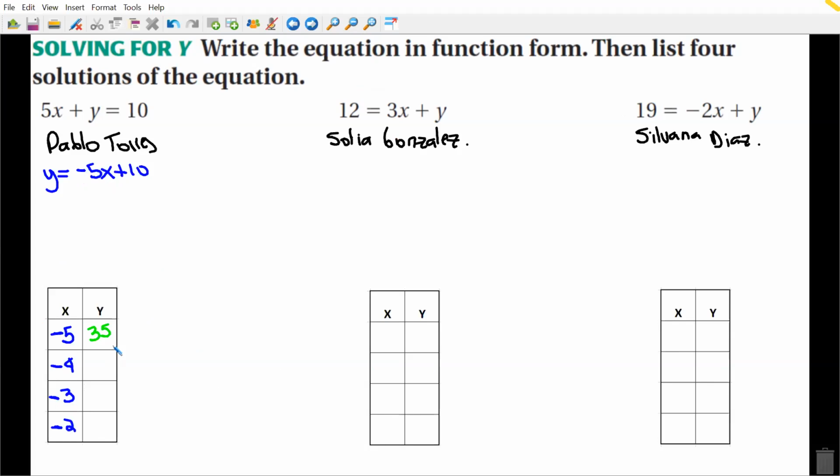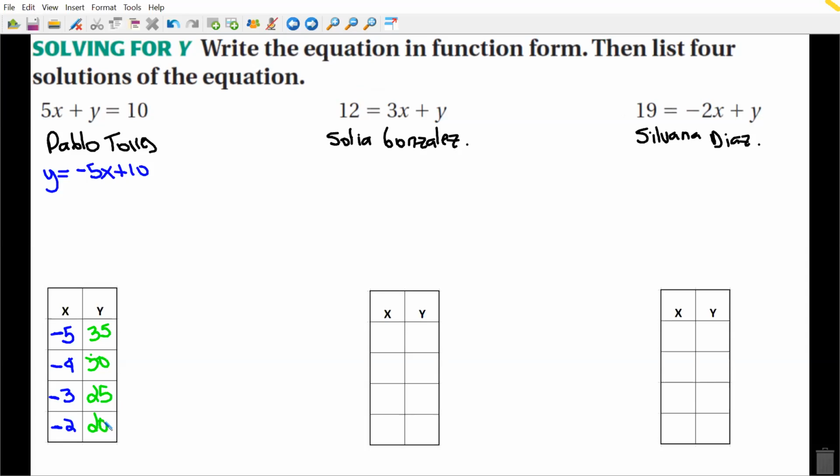Next, you're going to be replacing the x for -4. -5 times -4 is equal to positive 20. Plus 10? 30. What's the next number? -5 times -3 is equal to positive 15 plus 10, positive 25. And the next one? Positive 20. Excellent. You finished, Pablo.